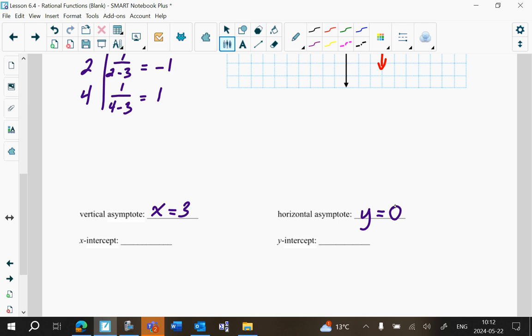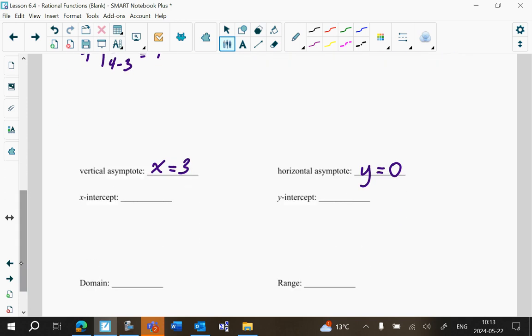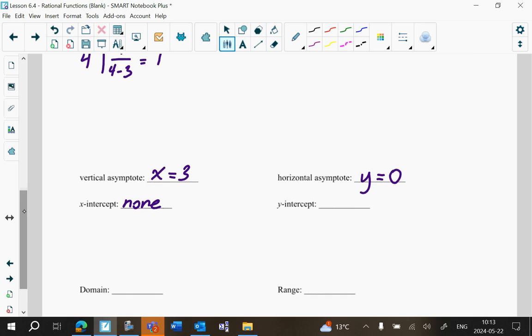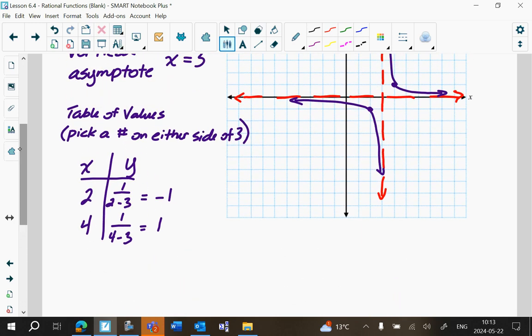What's the x-intercept? None. It never crosses the x-axis. Yes, well done. Why though? Because there is a y-intercept. Now it's hard to see from the graph because it's between 0 and 1. I don't know if it's exactly a half, so I've got to use algebra.